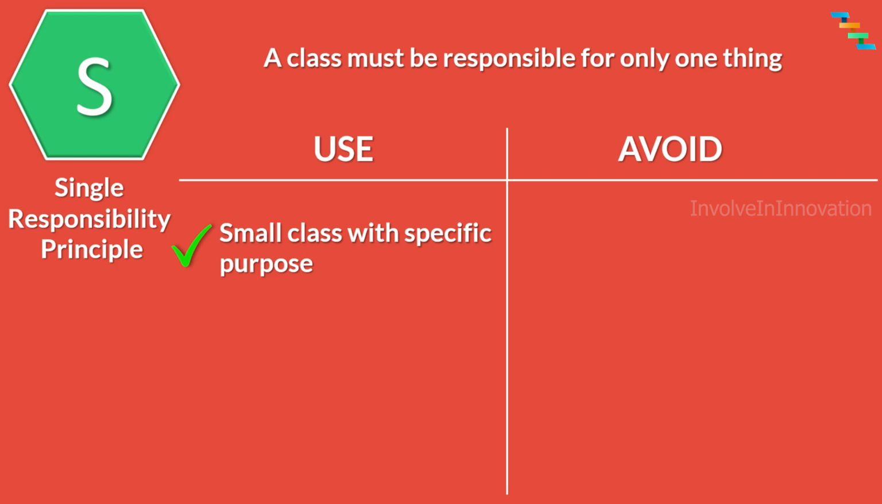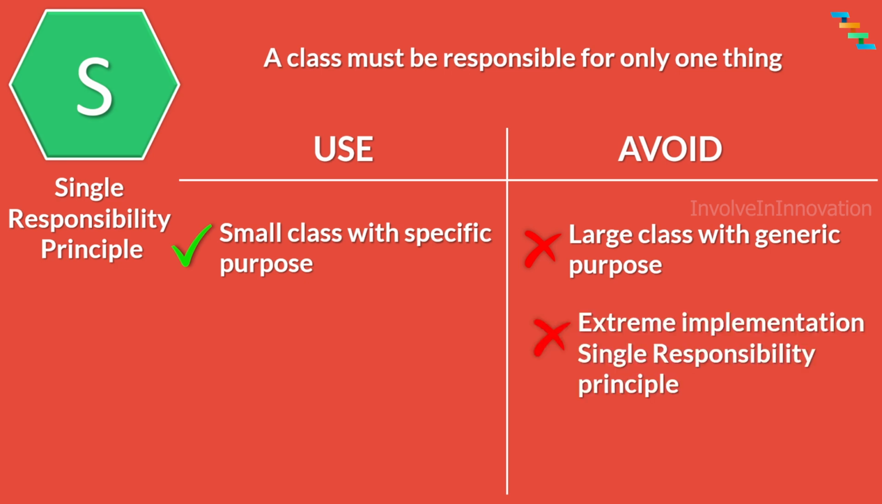We will see more about this when we look at a coding example with the employee management system. Avoid large classes with generic purpose. You should not create a bigger class that serves more than one specific purpose. On the reverse side, extreme implementation of the Single Responsibility Principle is also bad. For example, creating a class with only one function and making it really small doesn't help either.